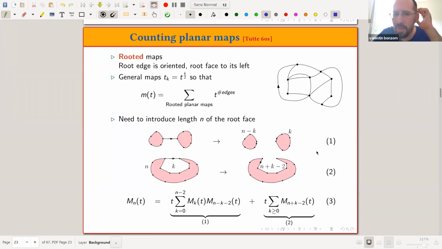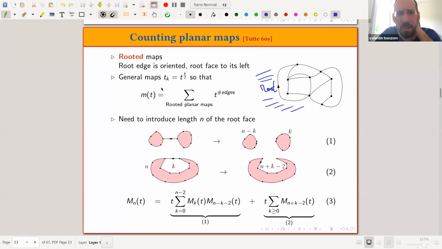Now let me show you how you can count planar maps. So we're around half my material, which is good because we're around half the time. I will consider rooted planar maps. Rooted means that they have an oriented edge like this, and the root face is on its left. So the root face here is the exterior. And it's obviously planar here. On this picture, you can see it's planar.